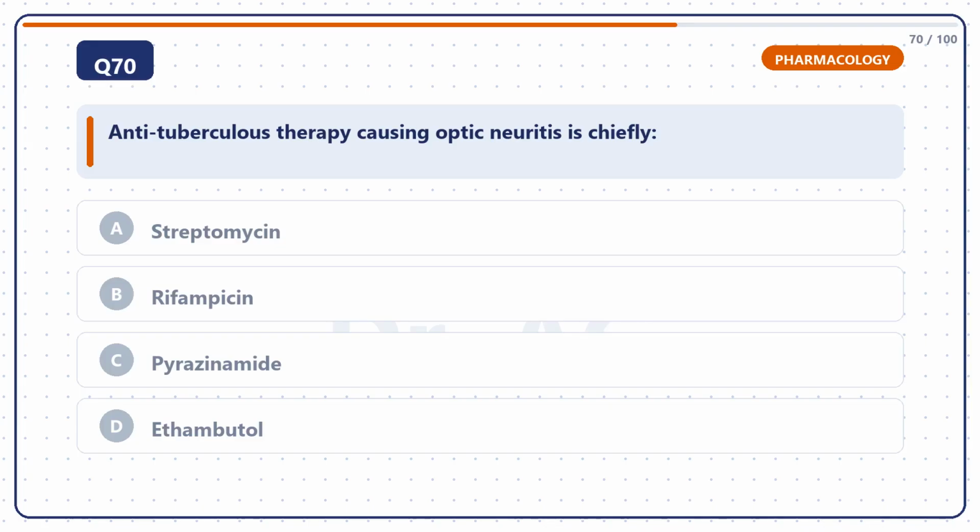Question 70. Antituberculous therapy causing optic neuritis is chiefly option A. Streptomycin, option B. Rifampicin, option C. Pyrazinamide, option D. Ethambutol.